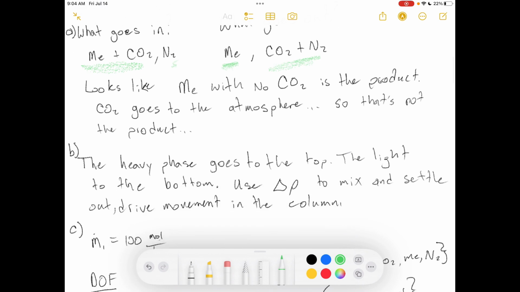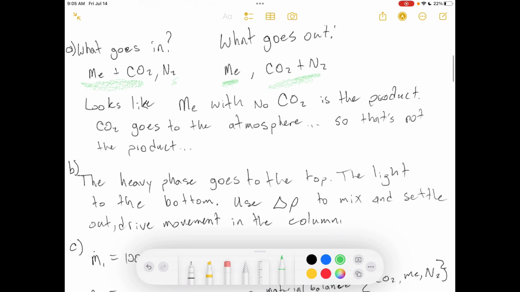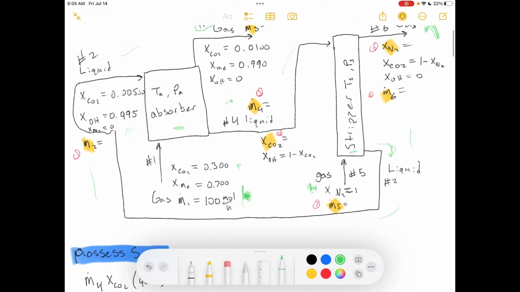Part B. The streams fed to the tops of each tower have something in common, as do the streams fed to the bottoms of each tower. What are these commonalities, and what is the possible reason for them? Okay, so the heavy streams go in the top. The liquid streams go in the top. Liquid. And the gas streams go in the bottom.